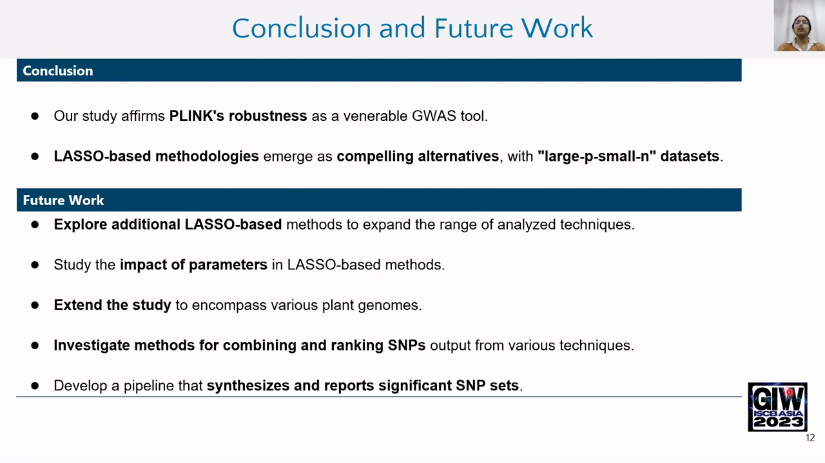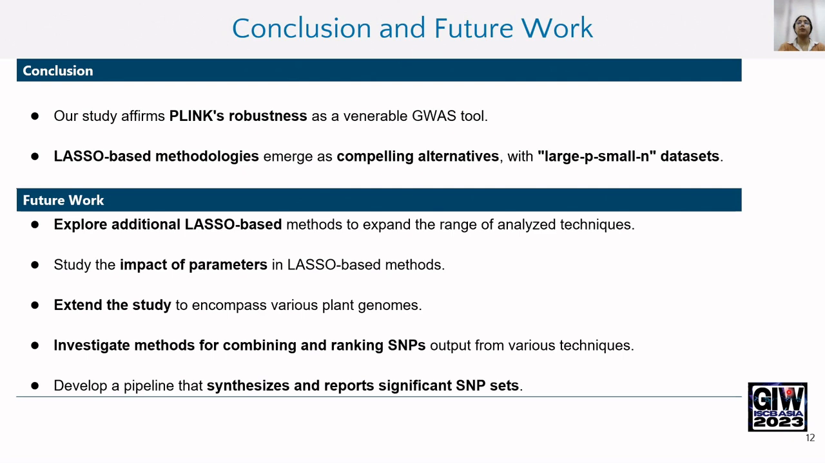A few potential future directions are to investigate other lasso-derived methodologies such as group lasso and ridge regression to expand the range of analyzed techniques. Conduct a detailed study on the impact of parameters in lasso-based methods to enhance the understanding and optimize outcomes. Extend the study beyond Arabidopsis thaliana to encompass various plant genomes, enhancing the universality and applicability of the findings.